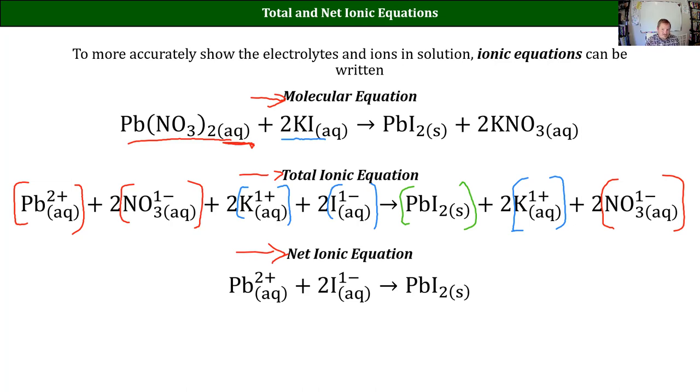So in this case, the net reaction is whatever's changing, and that is all we're going to write. Anything that stays the same before and after didn't really change. We had it before, we still have it at the end. If there's no net change to an ion, we just leave it off in the net ionic equation. So the net ionic equation is basically only writing down the pieces that react together. In this case, the lead and the iodide, which react together to make lead iodide.